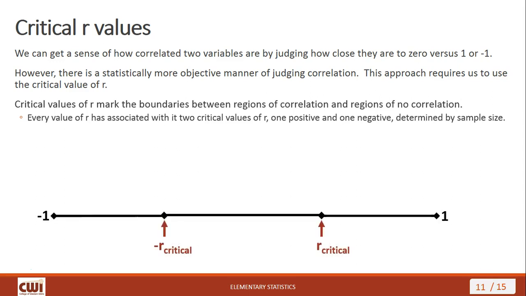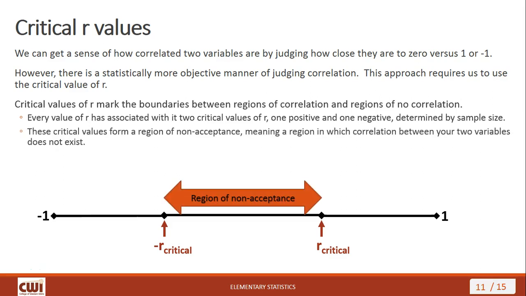So supposing that we have a number line here that goes from -1 to 1, because this number line will then contain all the possible values for R. Remember, R can't be greater than 1 or less than -1. We have two critical values, one that's positive and one's negative. And those values are located somewhere on that number line between 1 and -1.